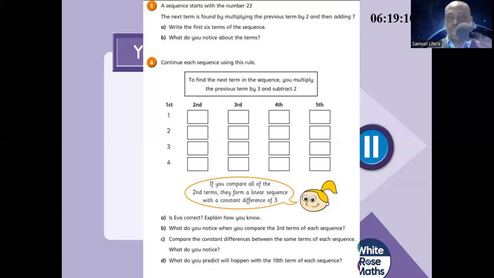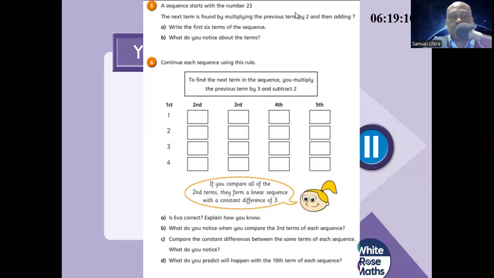Okay, let's check our answers. For the first one, you can clearly see that we're given the rule to produce the sequence. We're told a sequence starts with the number 23. The next term is found by multiplying the previous term by 2 and then adding 7. So from 23, you multiply 23 by 2 and then you add 7. Okay, and then you need to generate 6 terms of that.